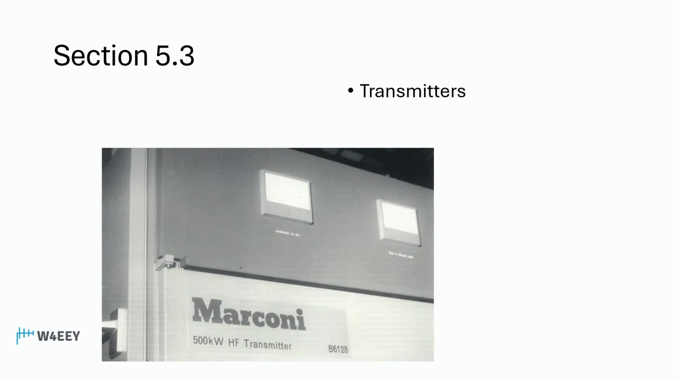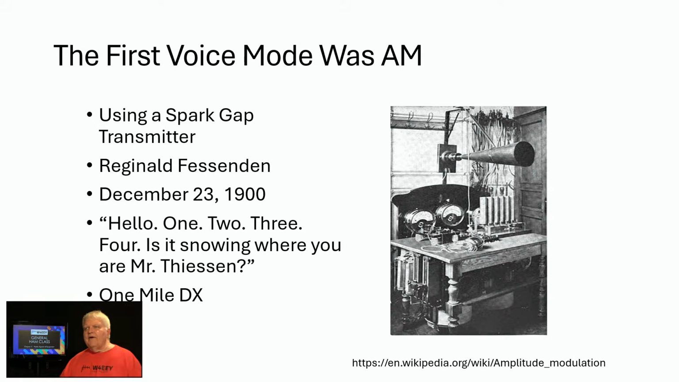You'd like to have one of these in your ham shack. This is a front panel from a Marconi B6128, which we had in VOA, 500,000 watts. You don't want to pay the power bill, however. So the very first voice mode we already mentioned was amplitude modulation. Again, it was our Canadian friend, Reginald Fessenden, in 1900. He generated an AM signal, and the first words that were sent were, "Hello, 1, 2, 3, 4. Is it snowing where you are, Mr. Thiessen?" and it went 1 mile. So that was the beginning.